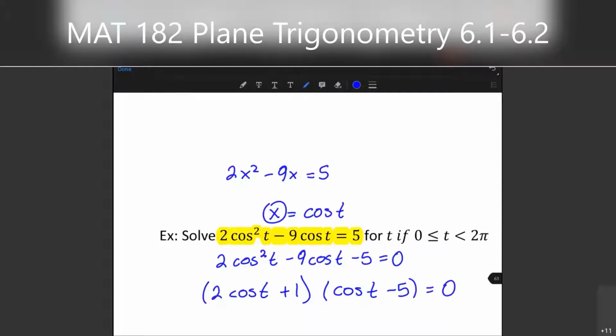All right, so let me pause here before we actually complete the solve. Are there any questions I can answer with this quadratic form?